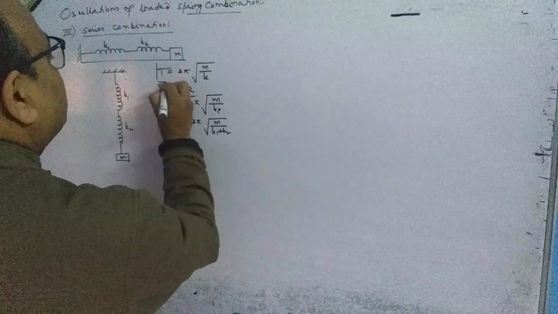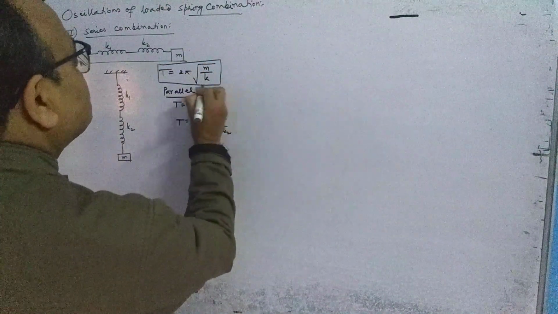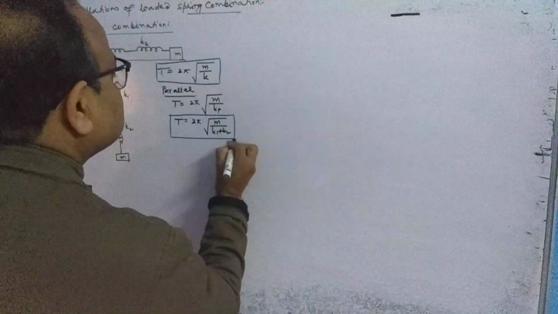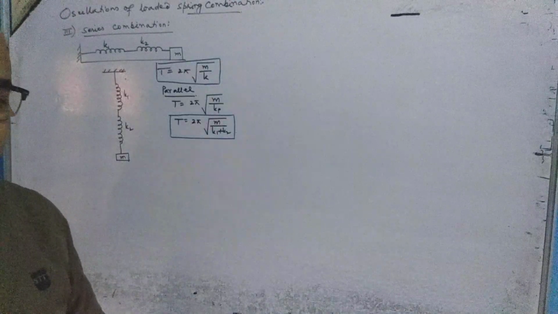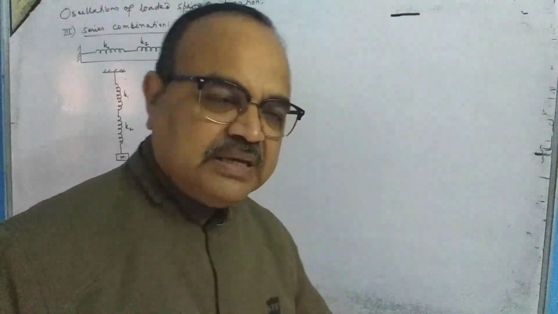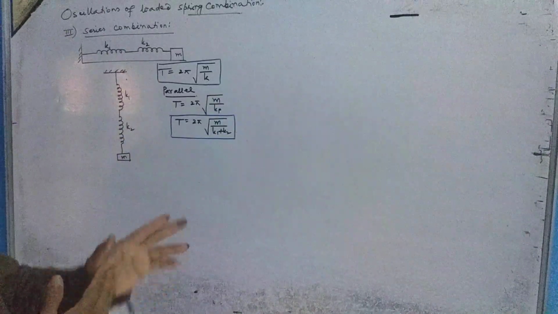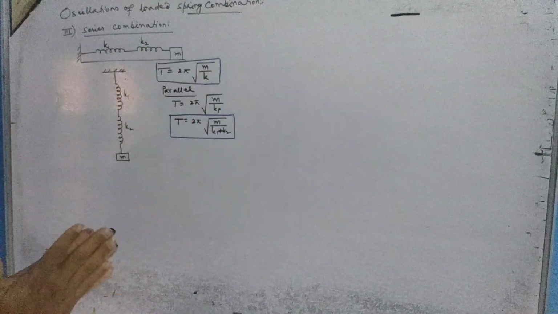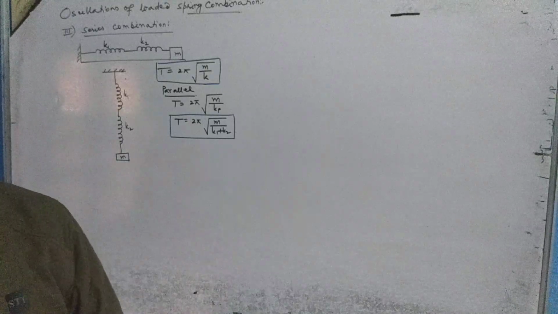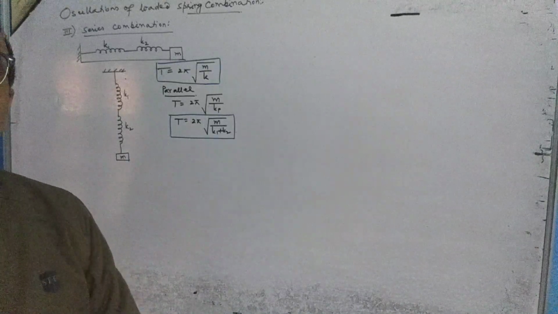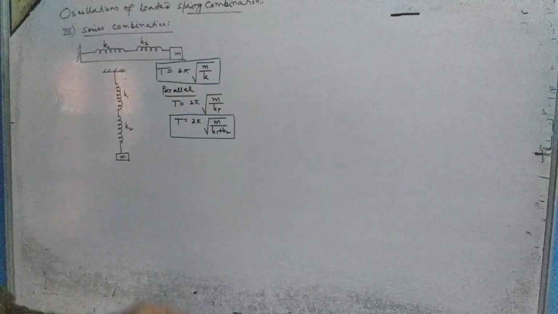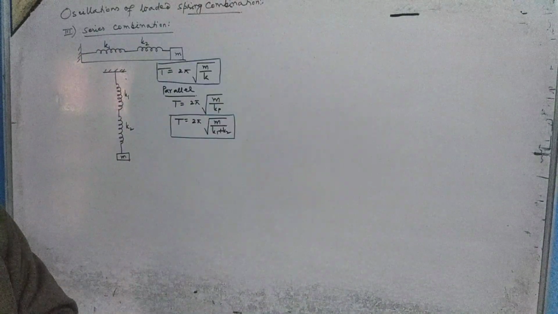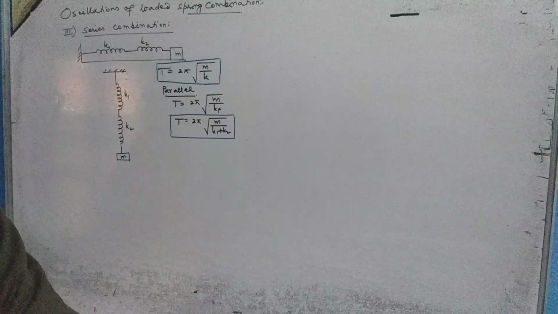Whether the spring combination is in the horizontal position or in the vertical position, in both cases the formula will be like this. This is for the parallel combination, this is for the single spring. Now, our today's discussion is regarding the series combination. Series combination means two springs are connected just one after the other.